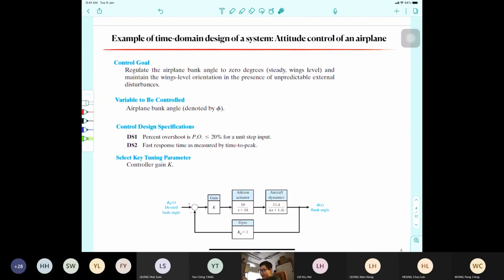Therefore, we may encounter external or unwanted air disturbance. There are steady air currents that will affect the airplane, right? If there is air flow, we need to adjust the bank angle to keep the airplane in a level state. So the variable to be controlled is the bank angle phi.